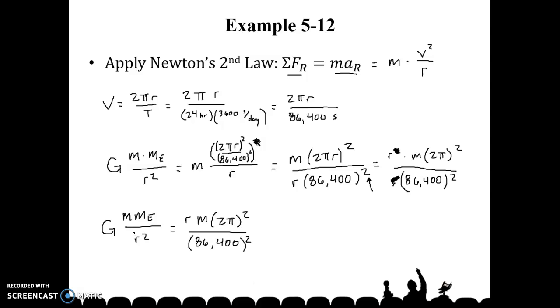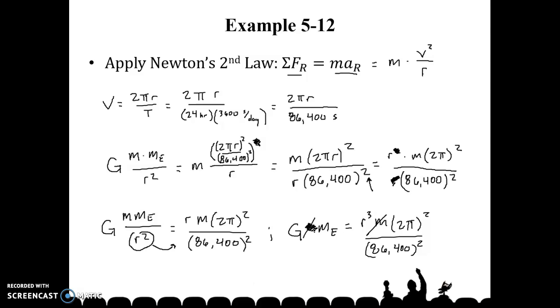Okay, so let's try to get this r over to this side of the formula now by multiplying both sides by r squared. So that'll leave me with G times m times the mass of the Earth equals r squared times r, which is r to the third, times m times 2 pi squared over 86,400 squared.